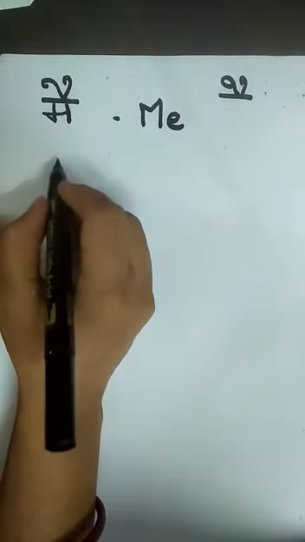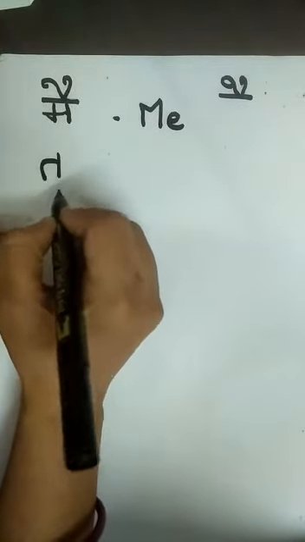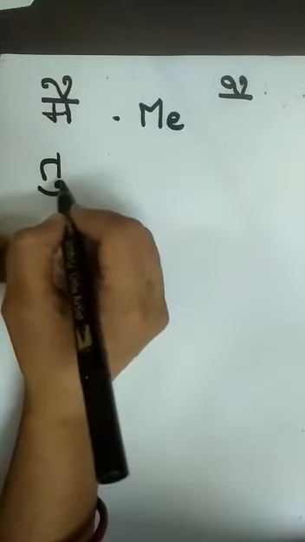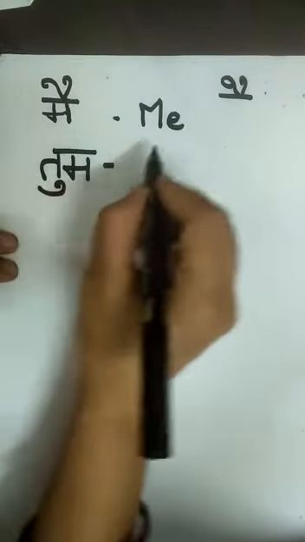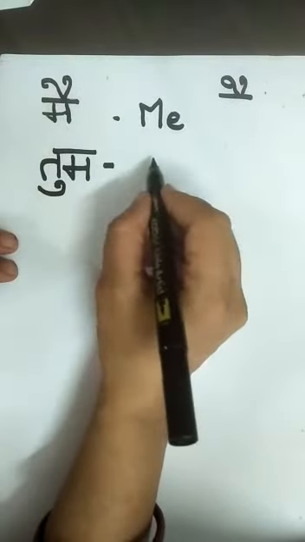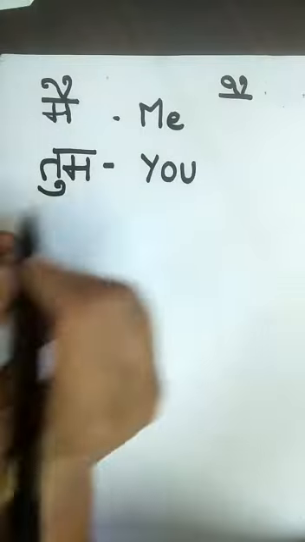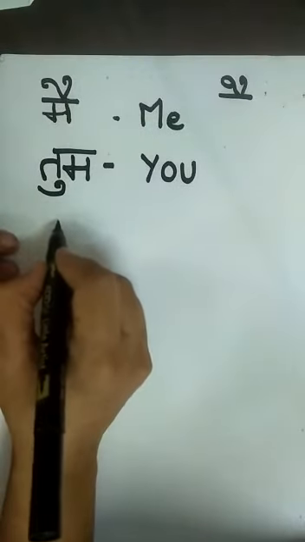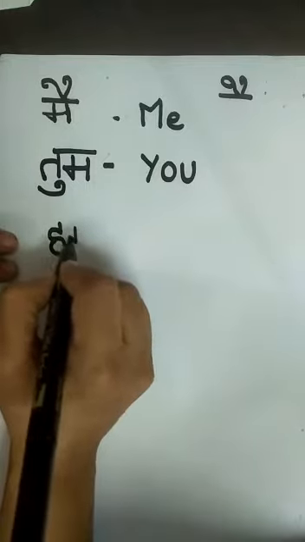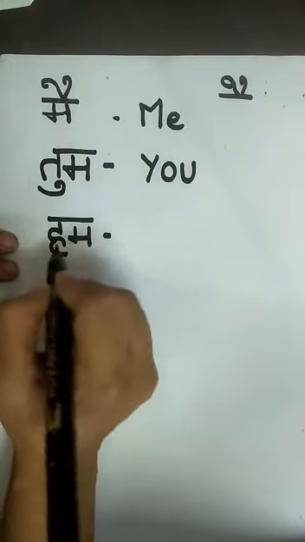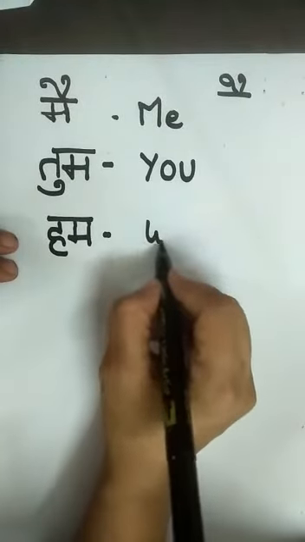Now the next is Ta, chota U, small U, Ma. It's Tum. Tum means you. Next, Hum, Ha and Ma is Hum. Hum means we.